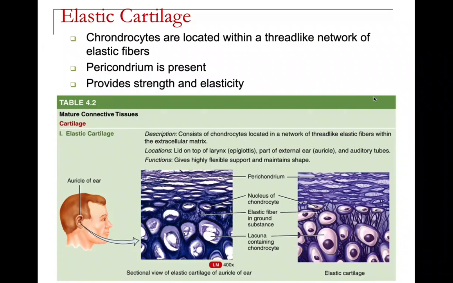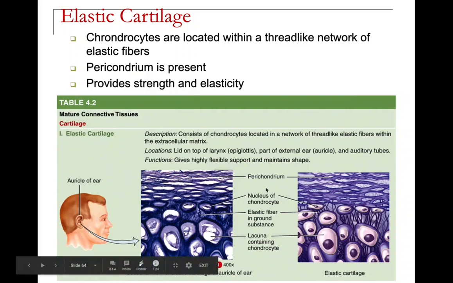Elastic cartilage. Here you're going to have the thread-like network of elastic fibers. You will have perichondrium. So they'll give strength and elasticity. So you'll have this in your larynx and the epiglottis. It's what's going to come down when you swallow things to keep it from going into your airway. Part of the external ear, so the auricle, the part that sticks out from the side of your head, and the auditory tubes. So you can see the fibers in here.